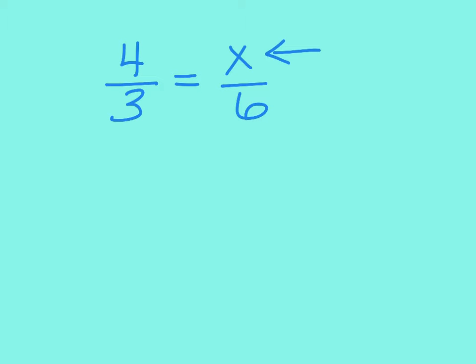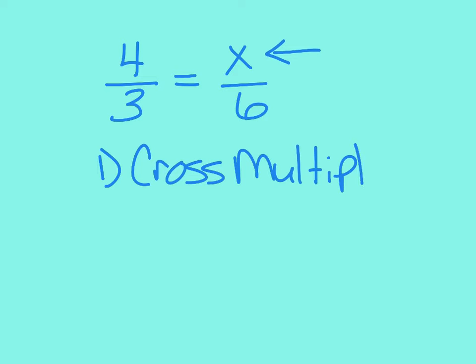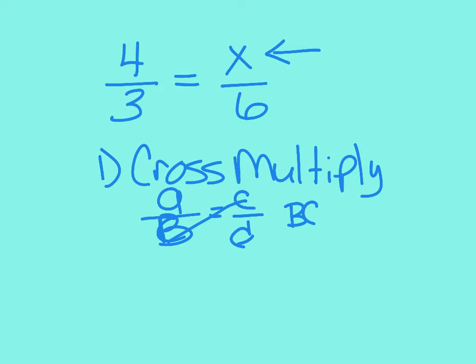To do that, you have three steps. First step is to cross multiply. When you say cross multiply, if I've got a over b equals c over d, then you're going to cross multiply. So b times c is bc, and a times d is ad. You're just cross multiplying and putting your answer on either side of the equation.